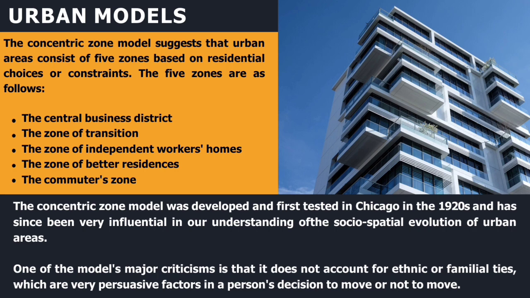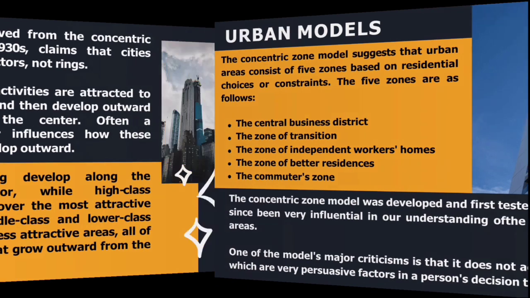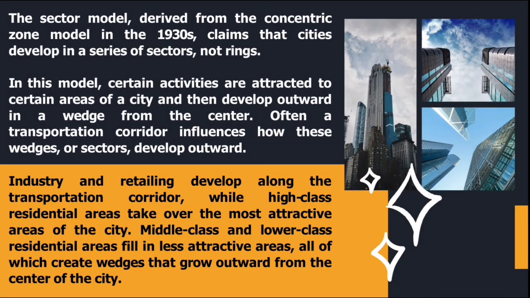And now let's move on to the next slide, the second model. The sector model, derived from the concentric zone model in the 1930s, claims that cities develop in a series of sectors, not rings. In this model, certain activities are attracted to certain areas of a city and then developed outward in a wedge from the center. Often a transportation corridor influences how these wedges or sectors develop outward.